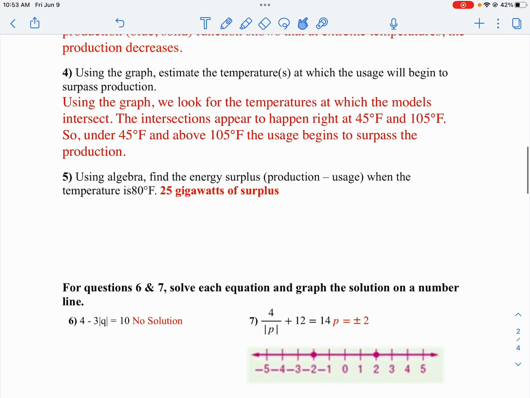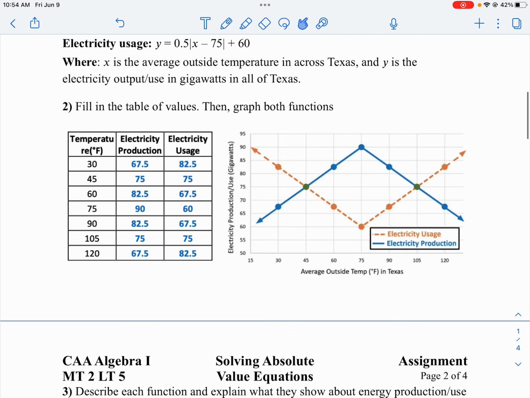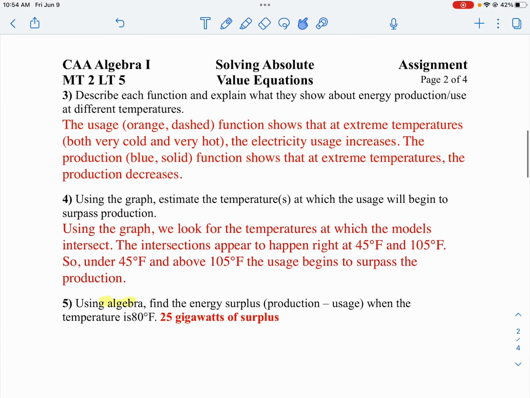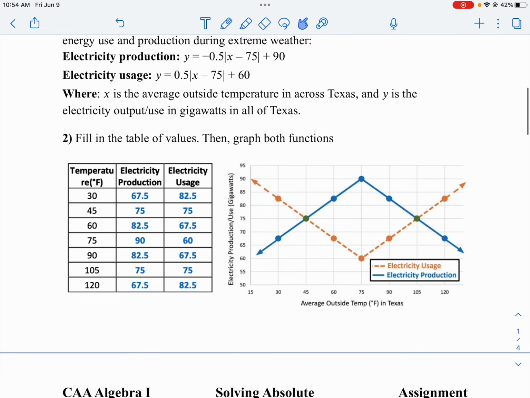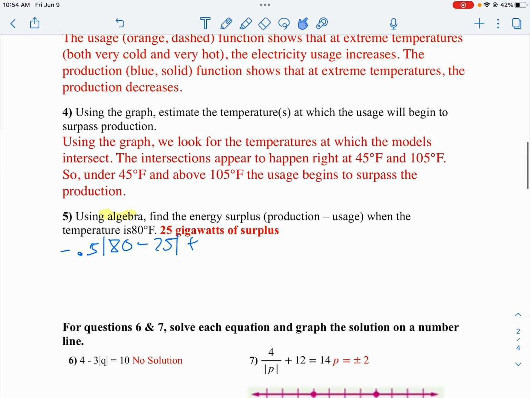Now on question number 5, notice I don't want you to use a graph here. I want you to use algebra. I want you to find the production at 80 degrees. Well, if we go back here, remember production was negative 0.5 times x. Well, in this case, it's 80, minus 75, and then we're going to add, I think it was 90 if I remember right. Plus 90. Okay, so let's find that.